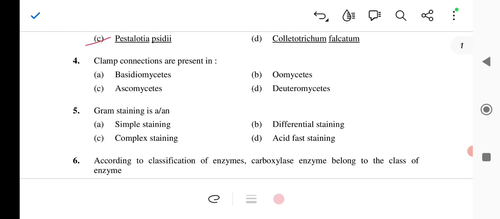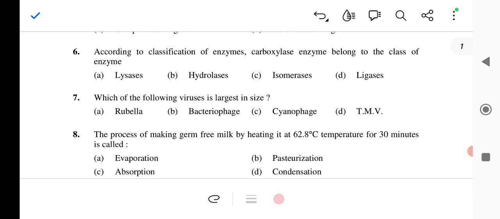Next is clamp connections are present in Basidiomycetes. Next is gram staining. Gram staining is a differential staining where gram positive bacteria will get the stain, gram negative bacteria will not get the stain. Next is according to the classification of enzyme, carboxylase belongs to which class? Carboxylase belongs to lyase enzyme. Okay, breaking double bond.